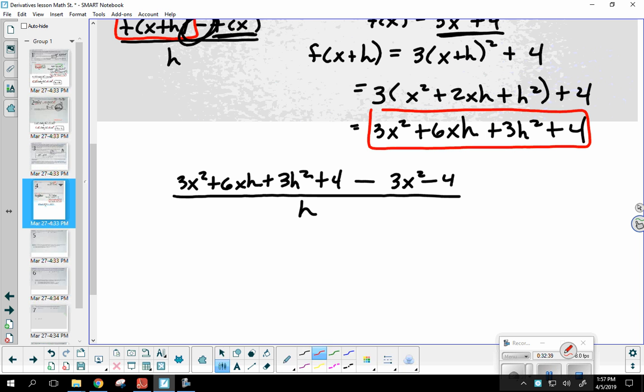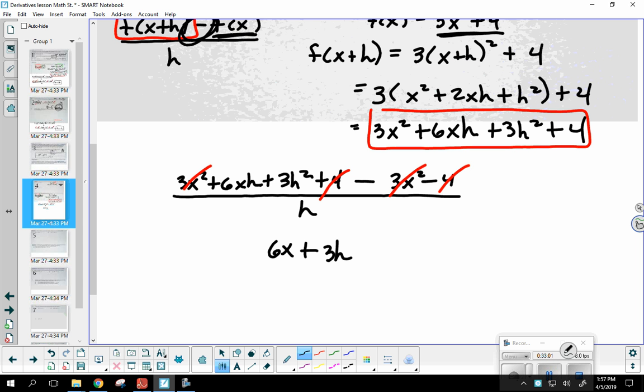What, if anything, cancels? 3x squared, let's see, 3x squareds are gone. 4s are gone. And looks like I have 6x plus what? 3h. Now, if I were simply using the formula, the difference quotient, finding the gradient of the secant line, that would be my answer.